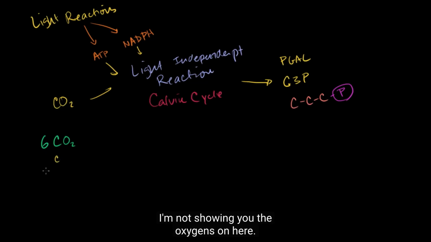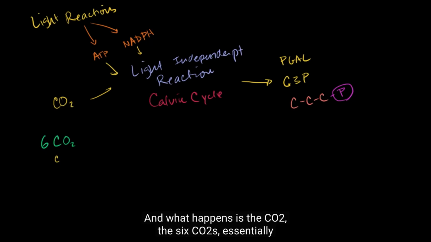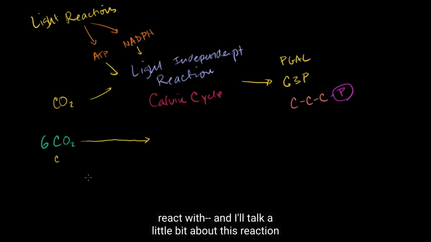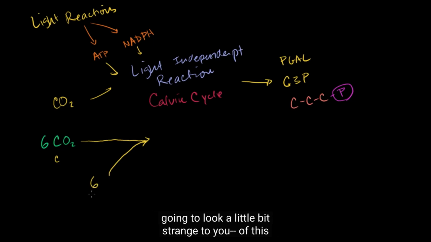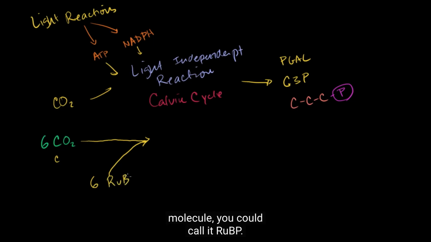I'm not showing you the oxygens on here. And what happens is the 6 CO2s essentially react with, and I'll talk a little bit about this reaction in a second, they react with 6 molecules, and this is going to look a little bit strange to you, of this molecule. You could call it RuBP.